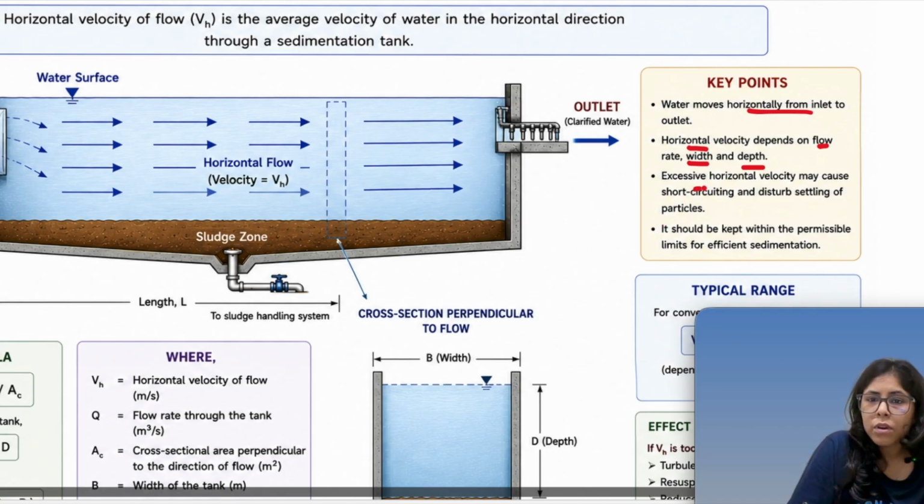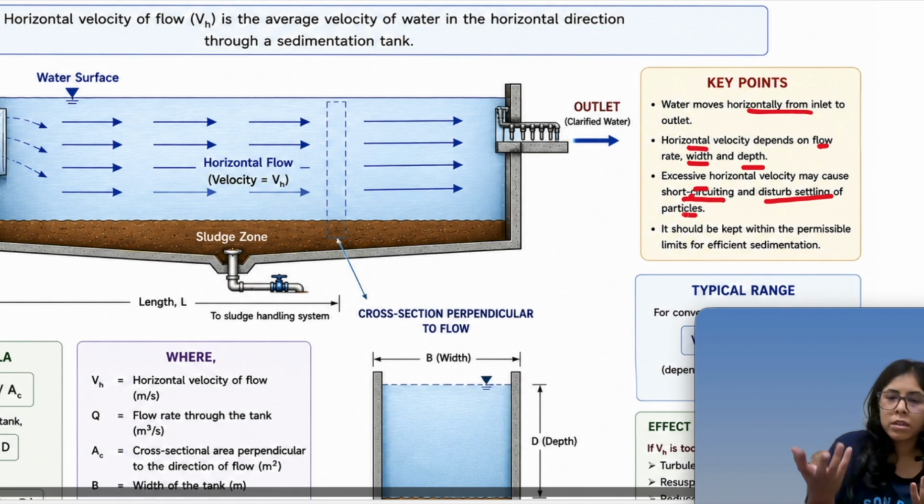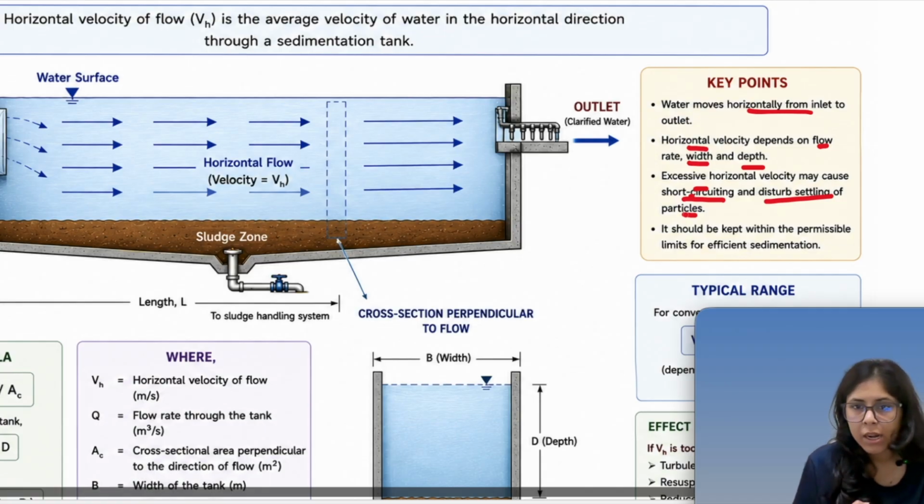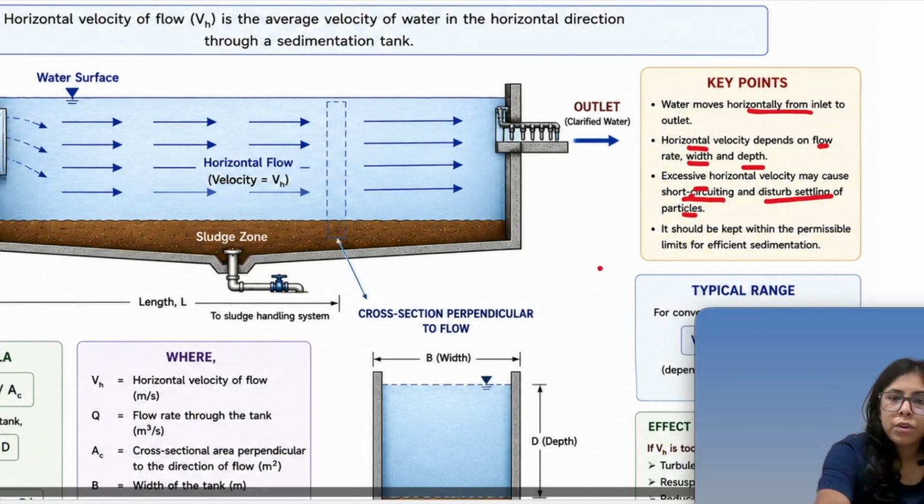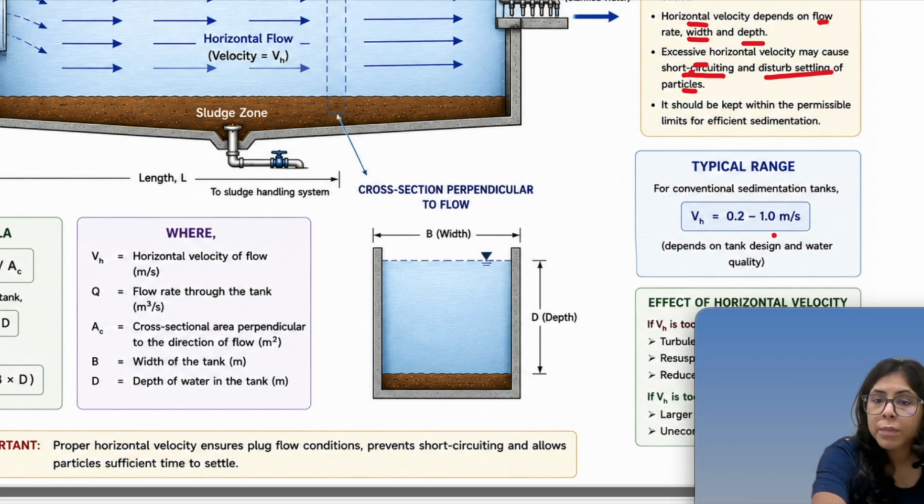Excessive horizontal velocity may cause short circuiting and disturb settling of particles. If horizontal velocity is too much, then particles will be forced to move with the water. They will not get the time or the settled area, the surroundings, so that they can settle. So we should have a minimum horizontal velocity in a range that helps the particles settle down. The typical range for horizontal velocity is 0.2 to 1 meter per second.